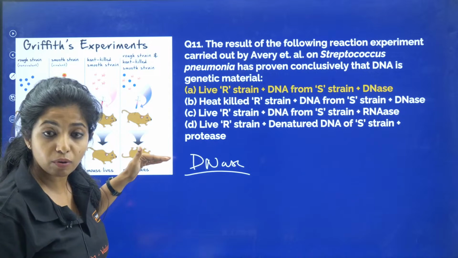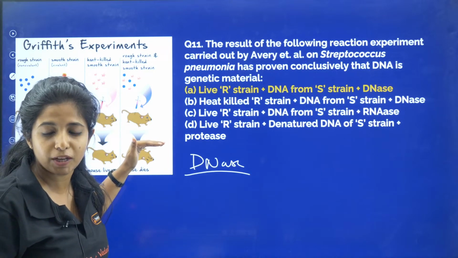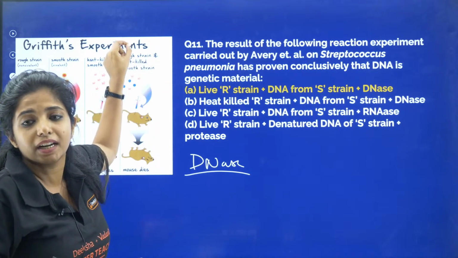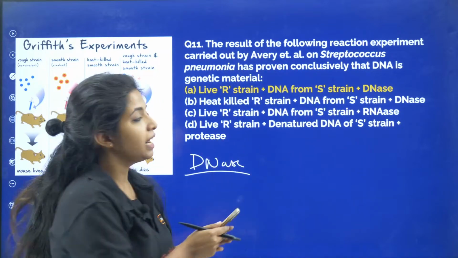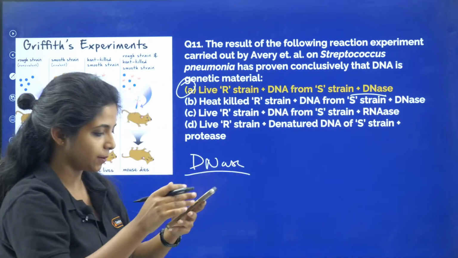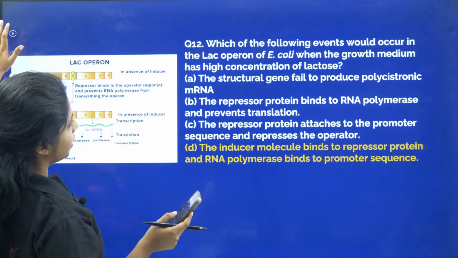So now do you think transformation can take place? No, transformation didn't take place. So they got to understand it's the DNA that is getting transferred. So in the question, if it is RNase, if it is protease, just understand it is wrong. It has to be DNase. I hope you got it. Works? Chalo, let's go ahead.